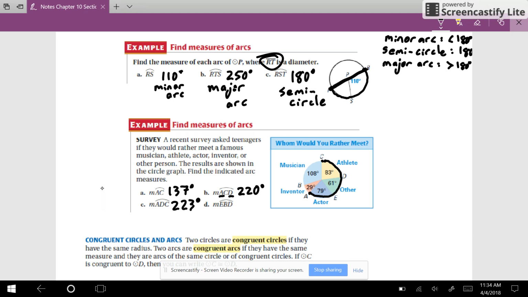So then lastly, EBD, we start at E, travel through B on the way to D, long way around. So we have almost an entire circle, but we're 61 degrees shy. You could add 79 plus 29 plus 108 plus 83 to get your answer, or you can say it's everything except for 61. So it's 360 degrees minus 61, leaving you at 299 degrees. Both of those would give you the same answer.